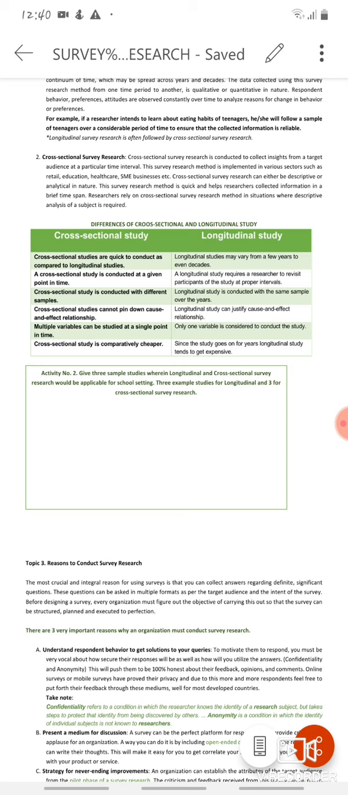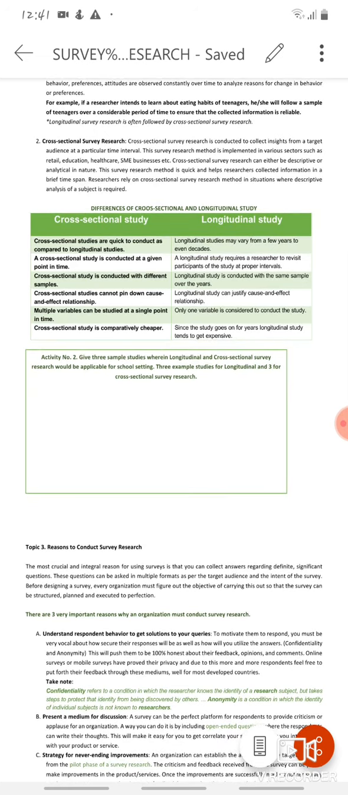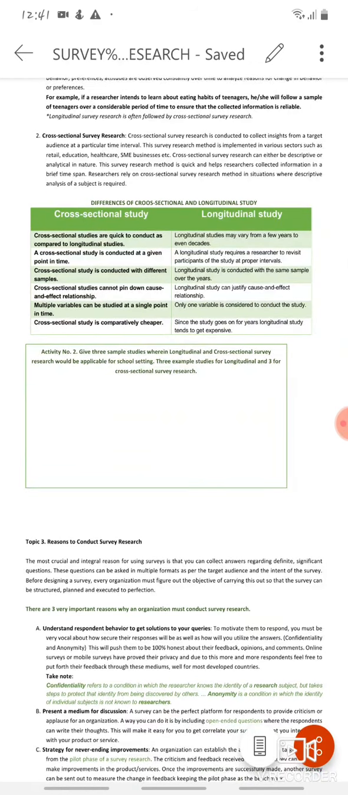Cross-sectional studies cannot pin down cause and effect relationship. Hindi niya kayang sabihin kung ano ang cause ng isang behavior or kung ano ang epekto ng isang variable sa isang behavior. Yung longitudinal study, on the other hand, since sa sobrang haba nga ng process, it could actually justify the cause and effect relationship. It's just like along the way, malalaman mo kung bakit ganun yung behavior or kung bakit ganun yung result just because you spend too much time studying this topic.